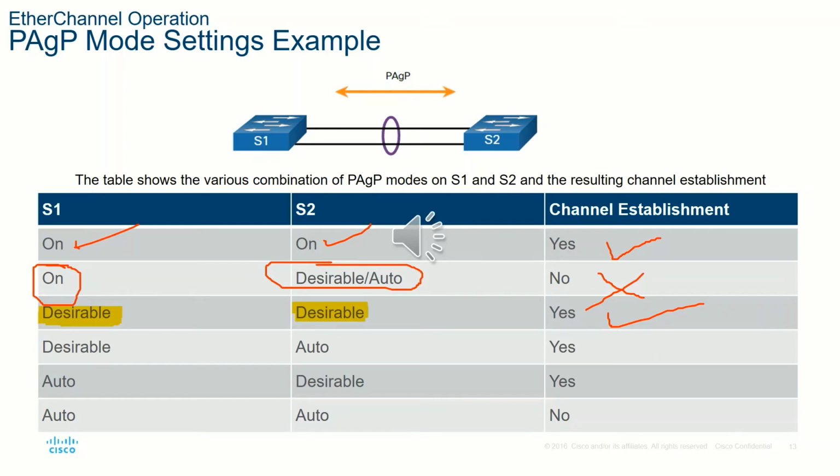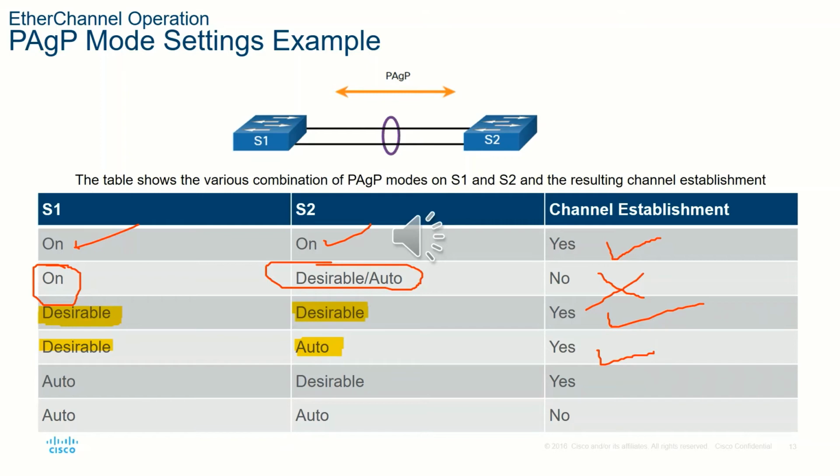Right, we go to the next combination. The next combination is desirable and auto. In switch 1 we are going to use the desirable, and in switch 2 we are going to use the auto mode. Whether the EtherChannel will be established or not. Yes, it will be established. In switch 1 we are configuring the desirable mode. So when you configure switch 1 in desirable mode, it is in the active auto negotiation state. That means it will initiate the connection. It will initiate sending the PAGP protocols to the other end.